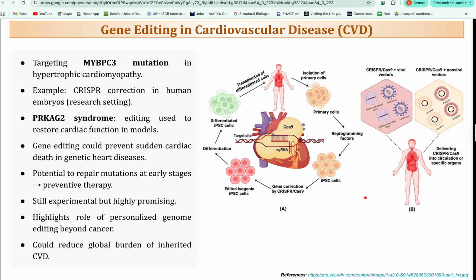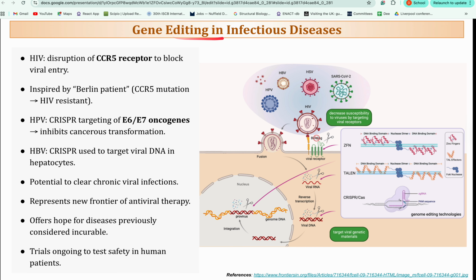Okay, now gene editing in the infectious diseases. So infectious disease like HIV, disruption of the CCR5 receptor to block the viral entry, which we have seen in the case of ZFN and TALENs, how they can be used to knock down the CCR5 gene, which will no longer give rise to the surface receptor to which the HIV binds. So it was inspired by the Berlin patient CCR5 mutation, which leads to HIV resistance.